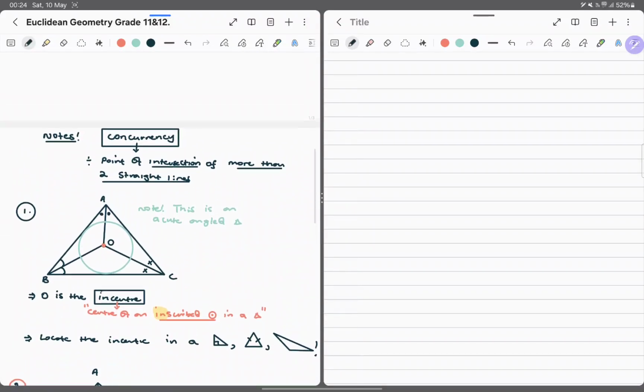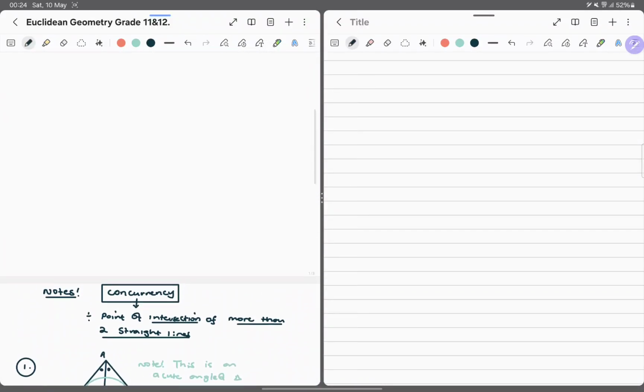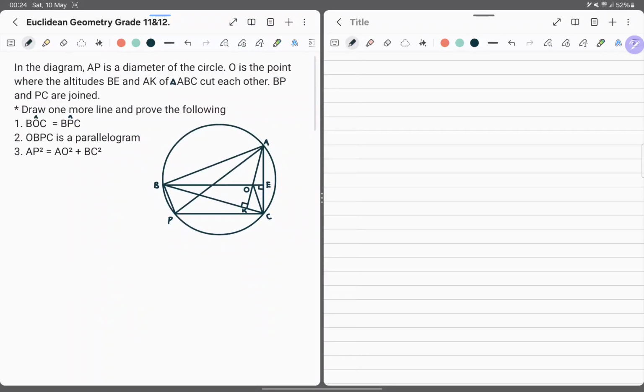Great stuff. Now, I would like for us to explore and deal with this question and see if what we have just done has any place in here. But remember, everything else that we know is still very much applicable. Now we start. In the diagram, AP is the diameter of a circle. All right. Now, if this is the diameter, we know that a diameter subtends a right angle. So this should be 90 degrees.